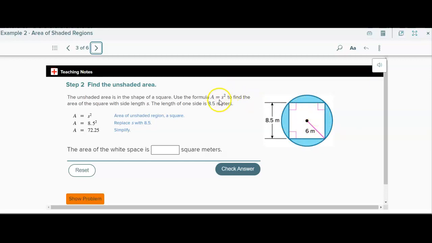Now we're going to find the area of the unshaded part, which is the square. The area of a square is side squared. And one side of the square, so you might have to look for the side lengths or the missing measurements, but one side of the square is 8.5 meters. So 8.5 squared is 72.25.